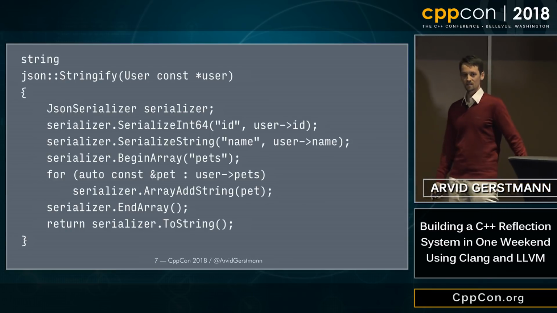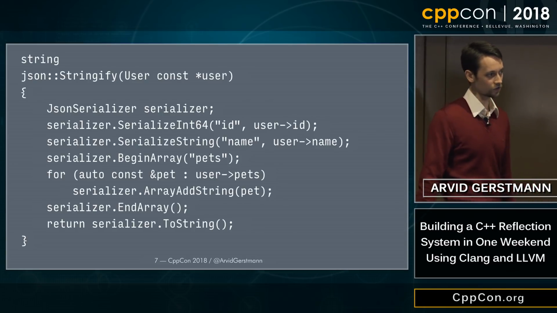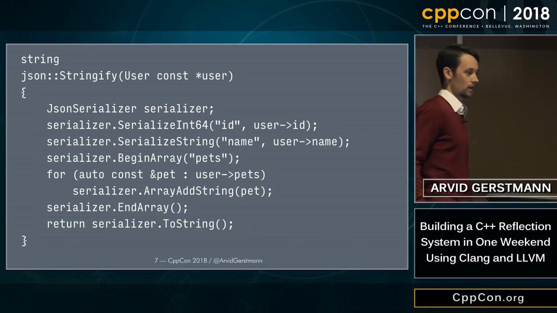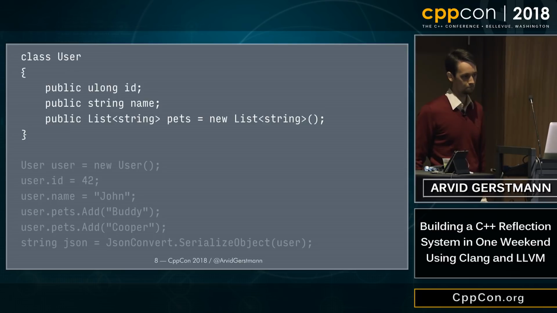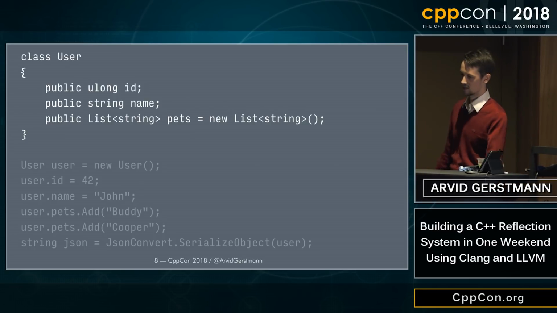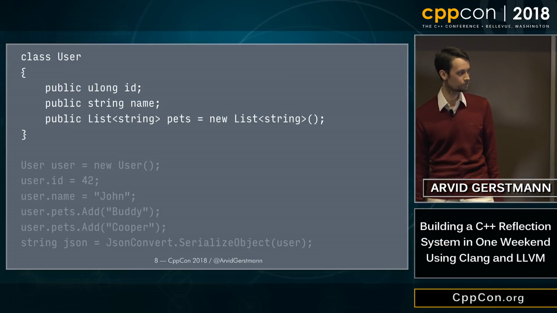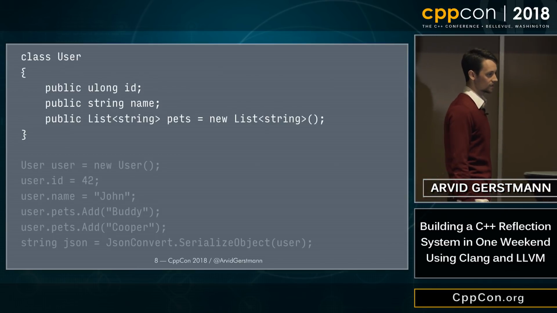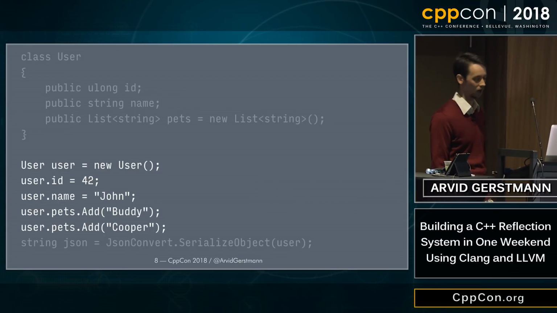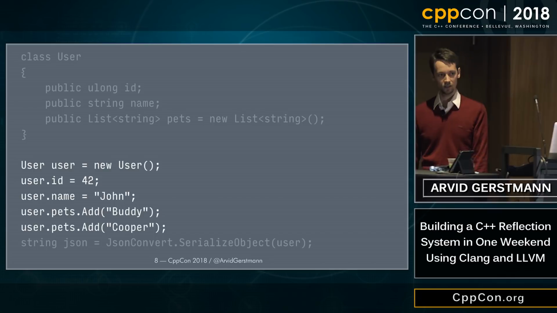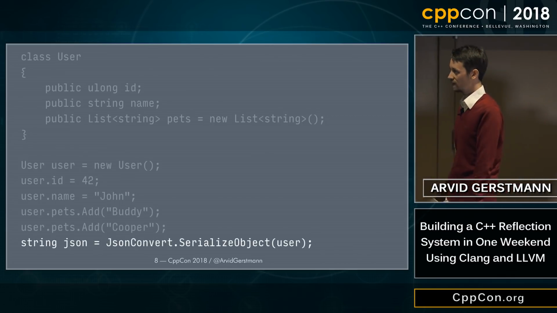I think we can find a better way in some other languages. Herb, earlier today, showed some C#. And I will also show some C#. We create pretty much the same program as we did in C++. We create a user, has an ID, has a name, and a vector of strings, which in C# is a list. And we need to initialize it as well. Then we create an instance. We set the ID to 42 again. He's called John, and he has two very cute dogs, Buddy and Cooper. Then we call a function, JSON convert, serialize object, and that will give us back a string.